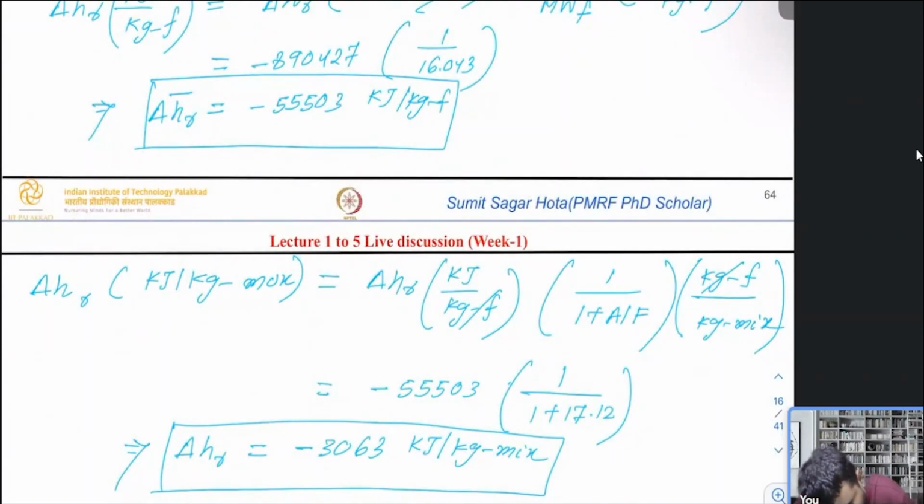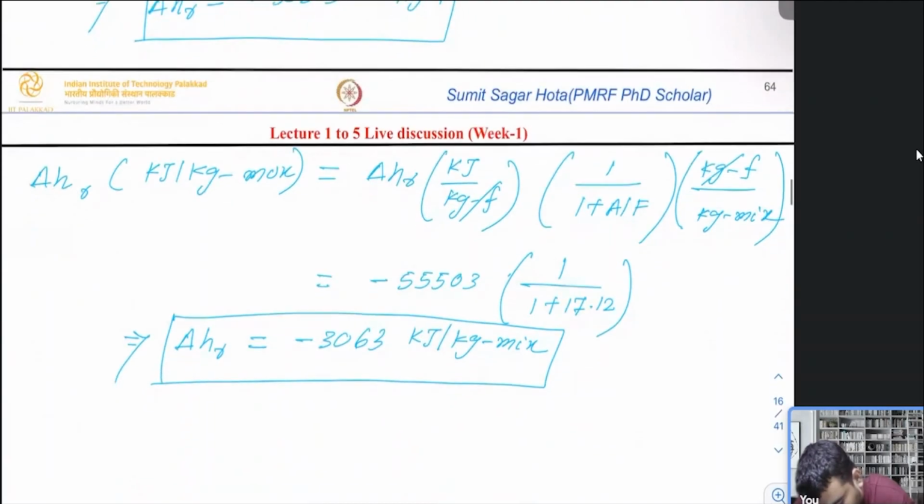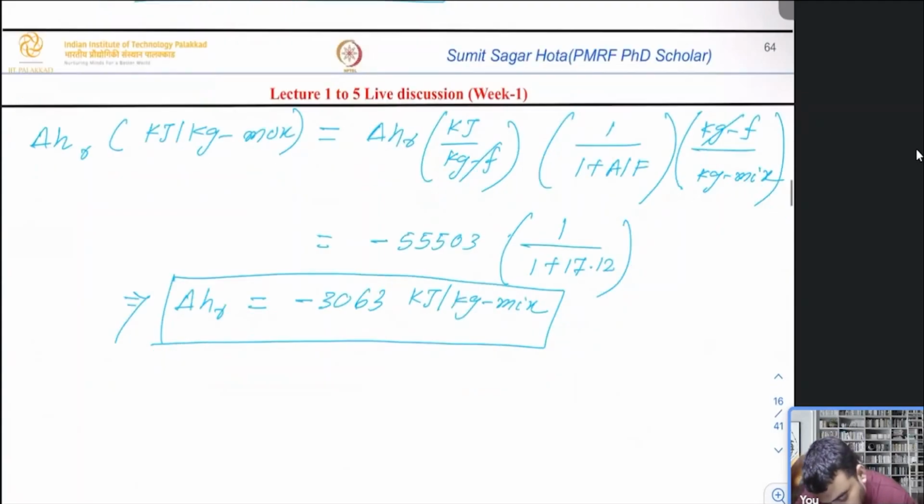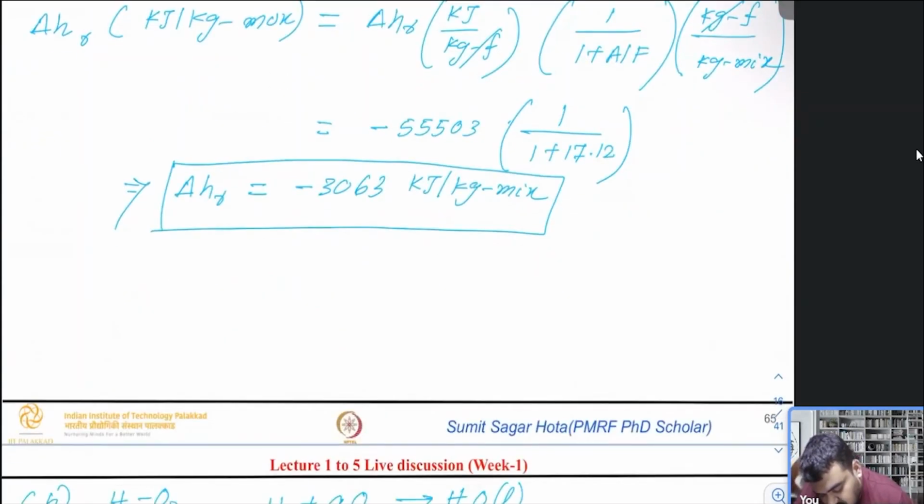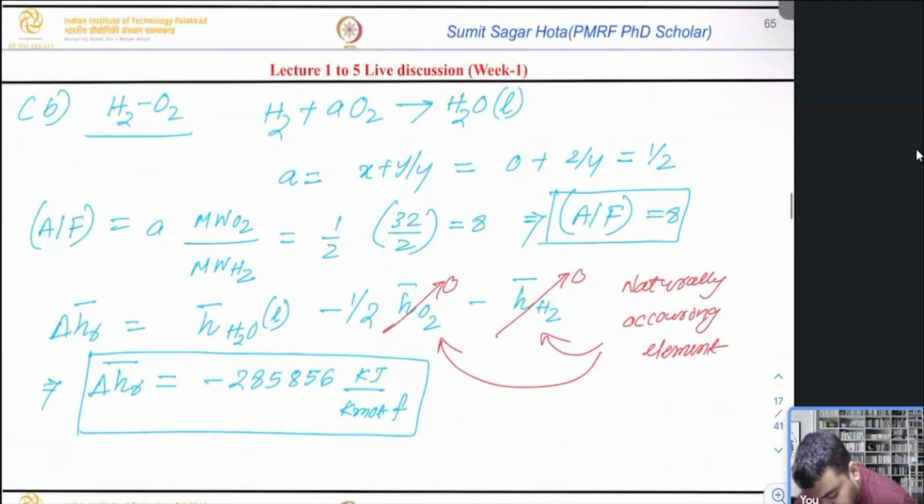But we need the value in kilojoule per kg of the mixture. Then how will you calculate? You just multiply kilojoule per kg of the fuel by 1 by 1 plus air fuel ratio. The kg of the fuel cancels in the units, and the final unit should be kilojoule per kg of the mixture, and the value should be minus 3066.3 kilojoule per kg of the mixture. So now delta H of the reaction is found.